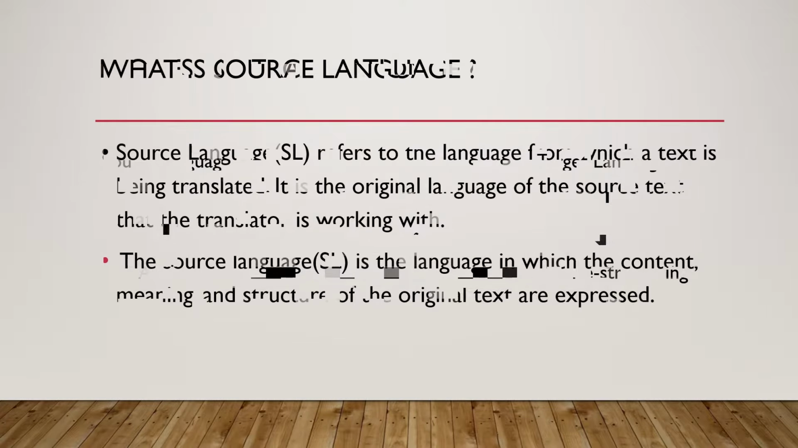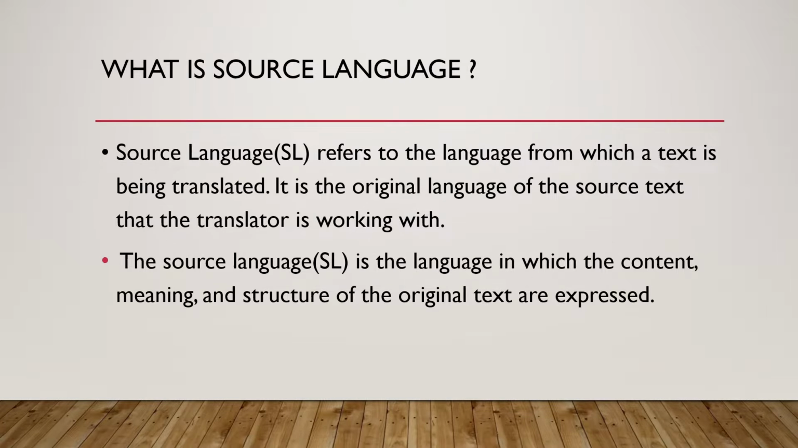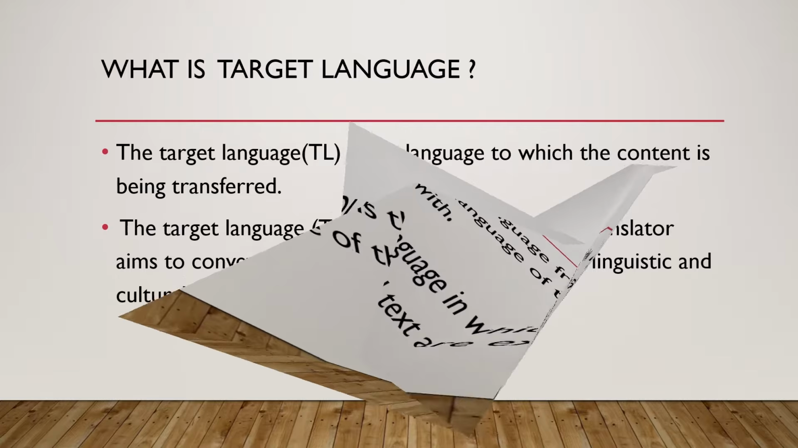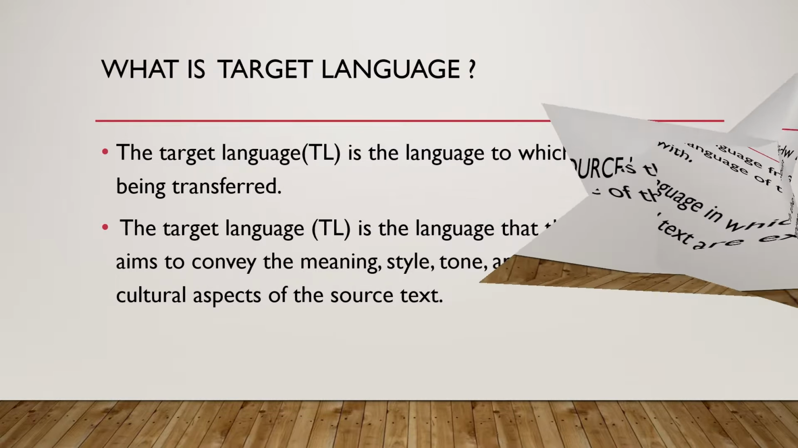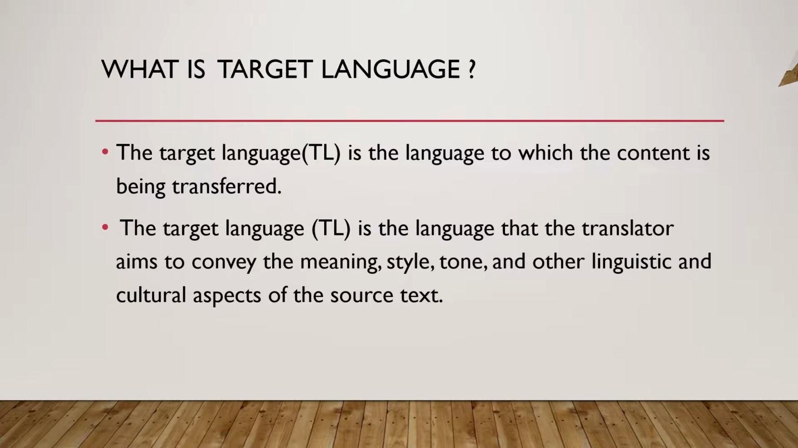Before going further, we need to know what is source language and target language. Source language, SL, refers to the language from which a text is being translated. It is the original language of the source text that the translator is working with. The source language, SL, is the language in which the content, meaning, and structure of the original text are expressed. The target language, TL, is the language to which the content is being transferred. The target language, TL, is the language in which the translator aims to convey the meaning, style, tone, and other linguistic and cultural aspects of the source text.